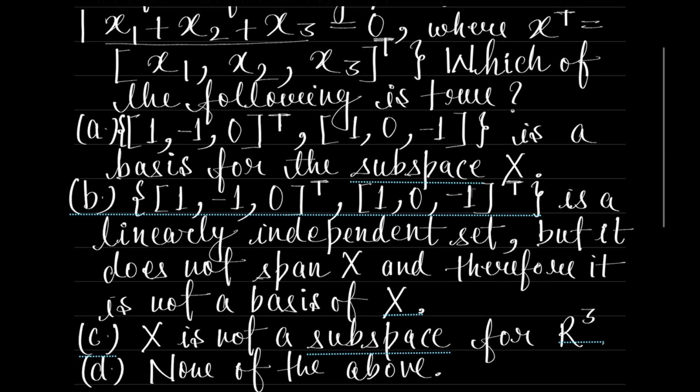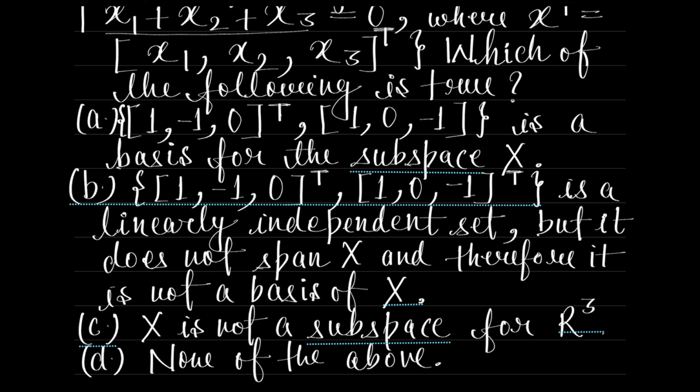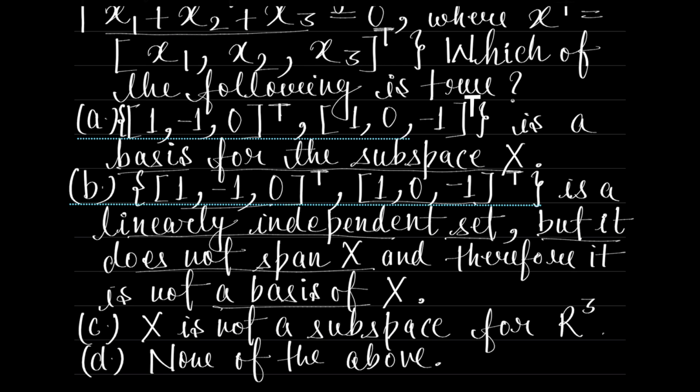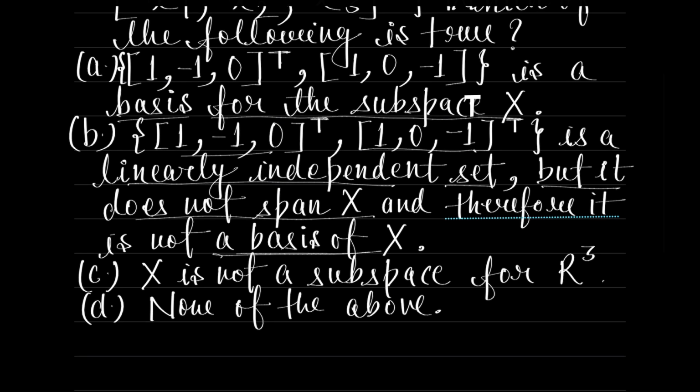We have 4 options. Option A is (1, -1, 0) transpose and (1, 0, -1) is a basis, so it is a basis for subspace X. Option B is the same vectors and is a linearly independent set but does not span X, therefore it is not a basis. Option C is X is not a subspace for R power 3, and option D is none of the above.